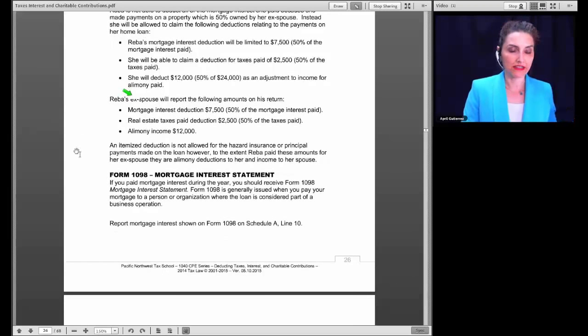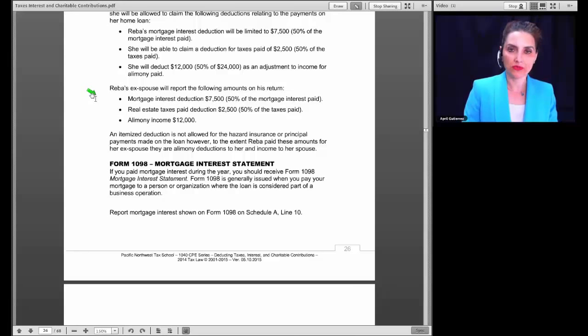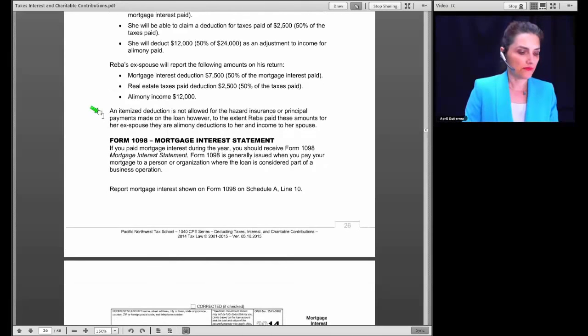Now, Reba's ex-spouse will report the following amounts on his return. He will claim a mortgage interest deduction of $7,500, which is half the mortgage interest paid. He'll claim real estate taxes paid of $2,500, and he will report alimony income of $12,000. An itemized deduction is not allowed for the hazard insurance or principal payments that are made on the loan, however. And to the extent that Reba paid these amounts for her ex-spouse, they are alimony deductions to her and income to her ex-spouse.